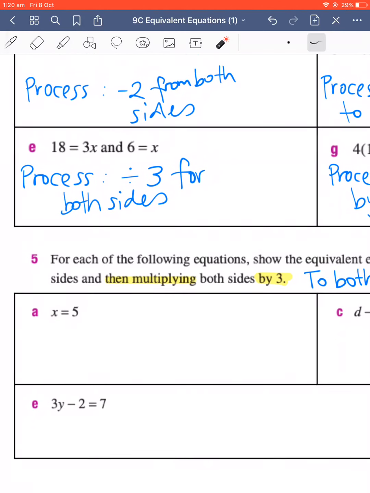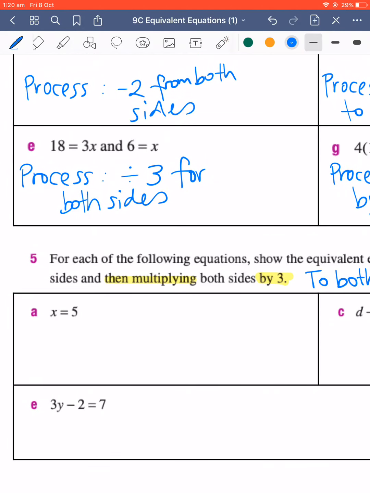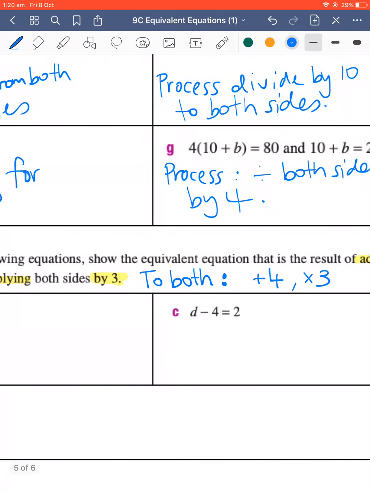So first thing I'm going to do is add 4 to both sides. So x plus 4 equals 5 plus 4. And if you can simplify along the way, make your life easier and do it. So I can do that already. So x plus 4 equals 9. So that was my first step.